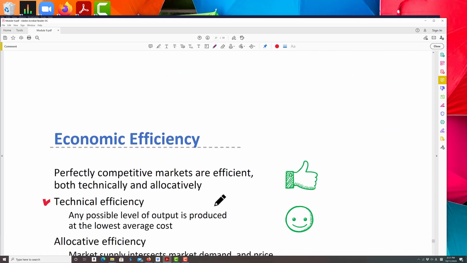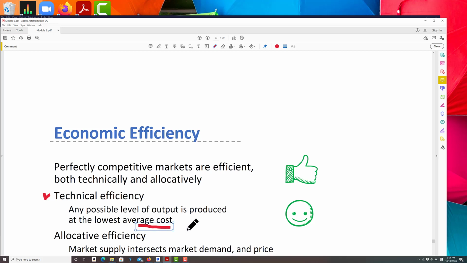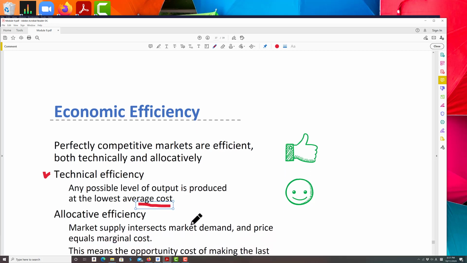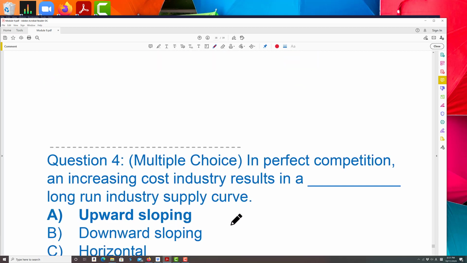There are two notions of economic efficiency. One is technical efficiency, meaning industry outputs are produced at the lowest possible average cost. Allocative efficiency means price equal to marginal cost.